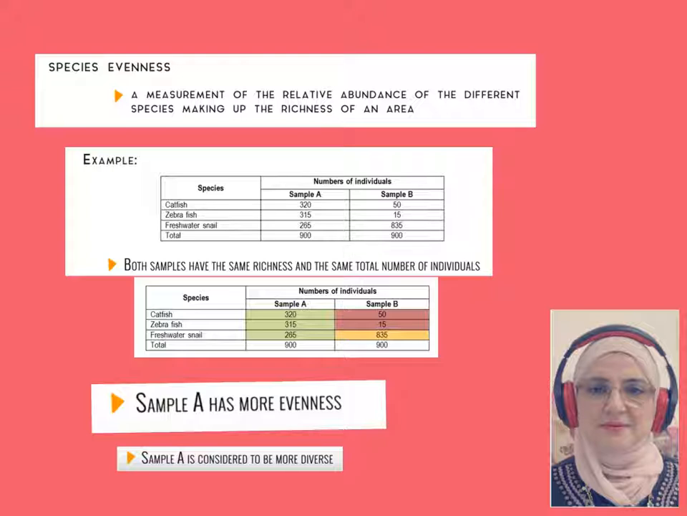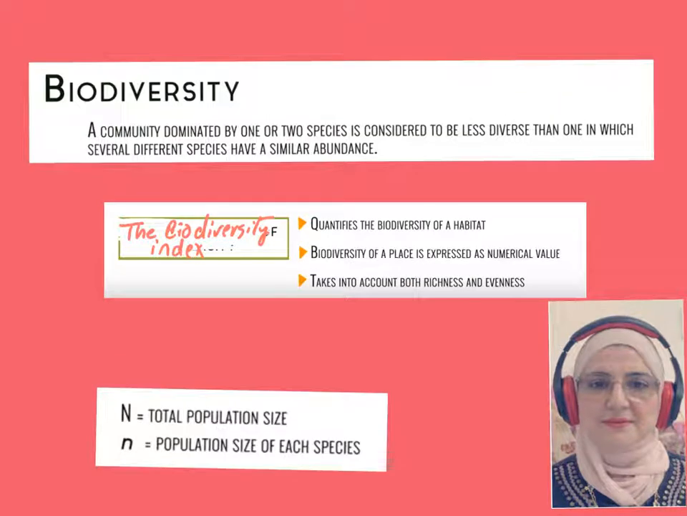Or we can say that sample A is more condensed, and sample B is more diverse. So we can consider that a community dominated by 1 or 2 species is considered to be less diverse than the one in which several different species have a similar abundance. The Biodiversity Index helps to quantify the biodiversity of a habitat.